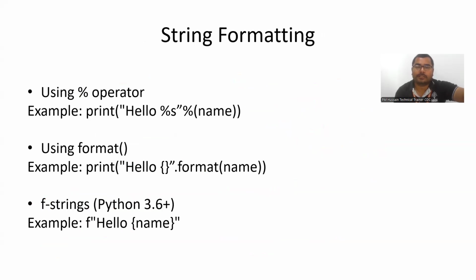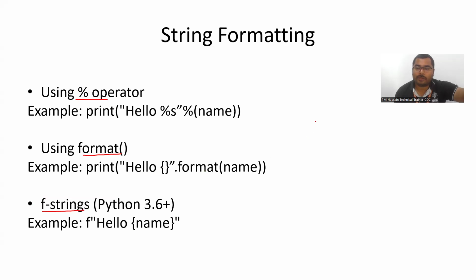So next we have the string formatting methods. Different methods are there. So what are the methods we will see here? To format the strings, we can use the percentage operator, or you can use the dot format method, or you can use the f-strings method also. Okay, so let us see.